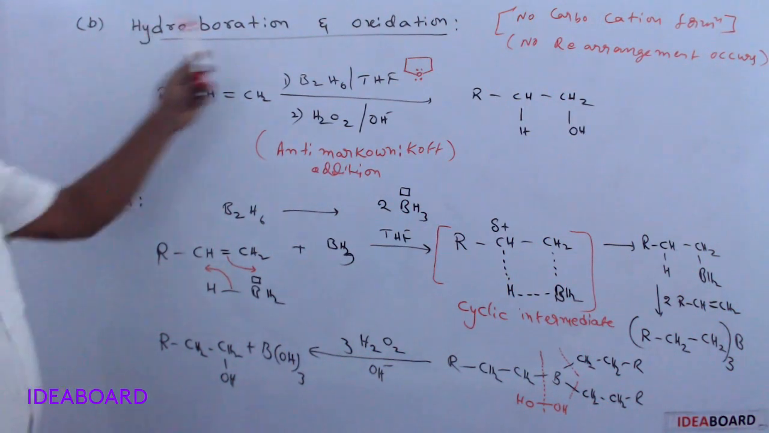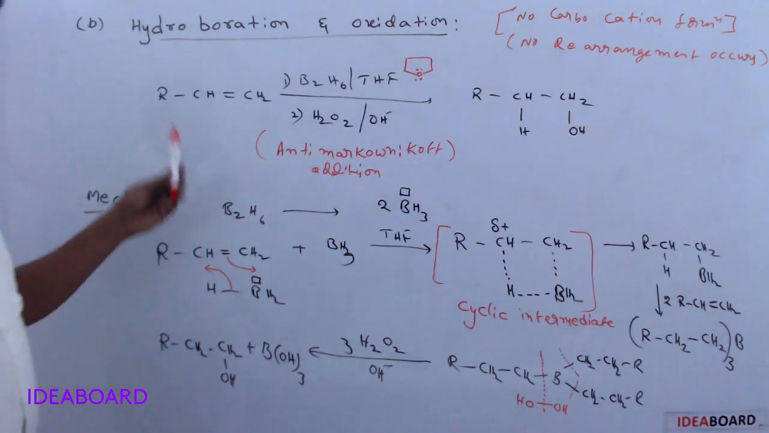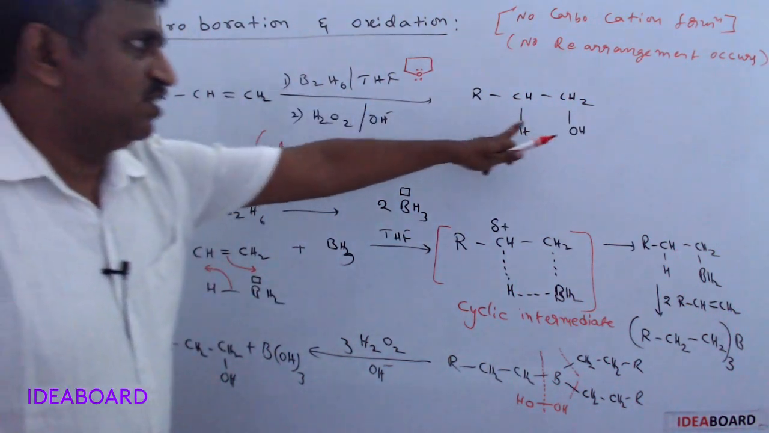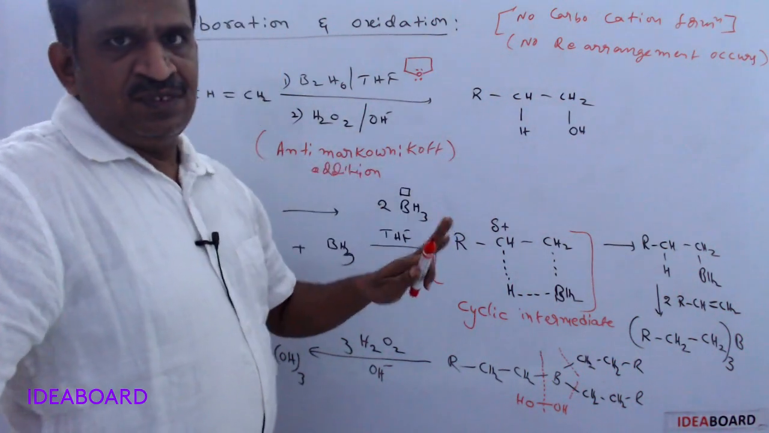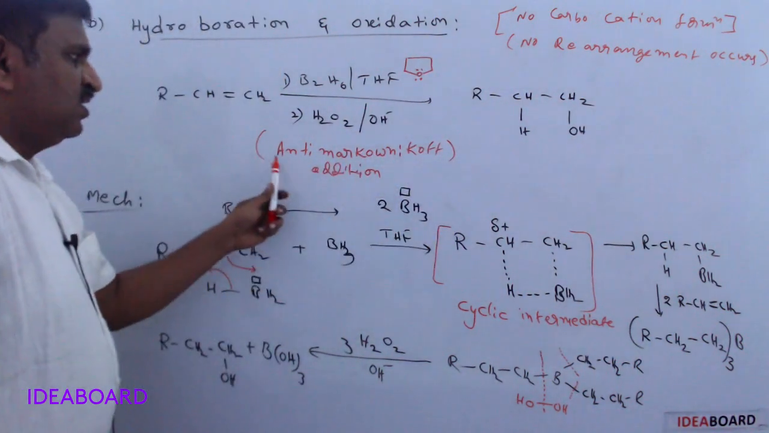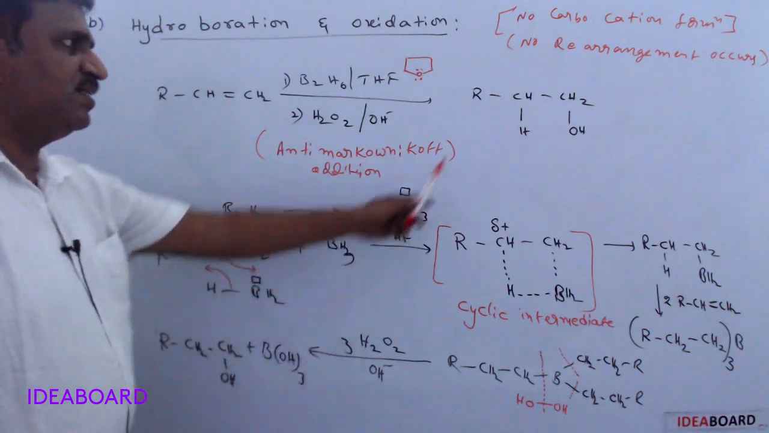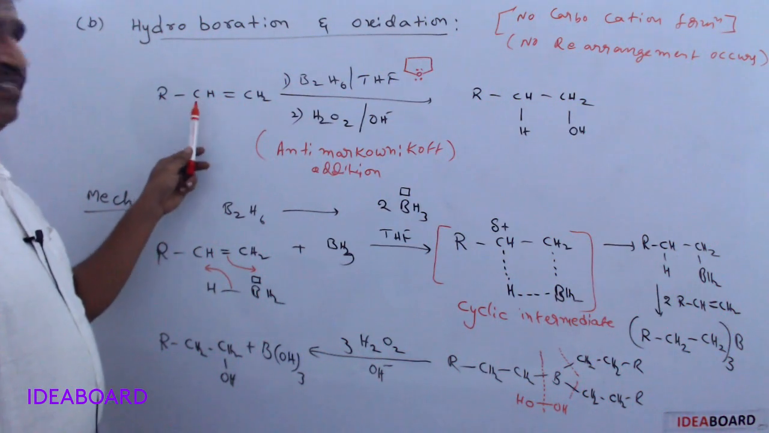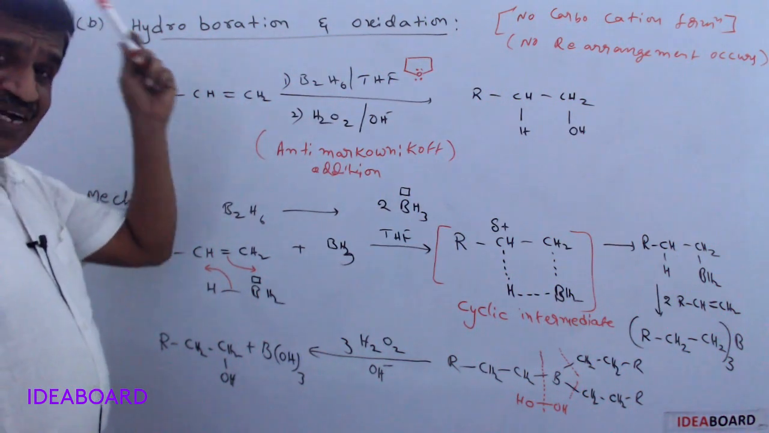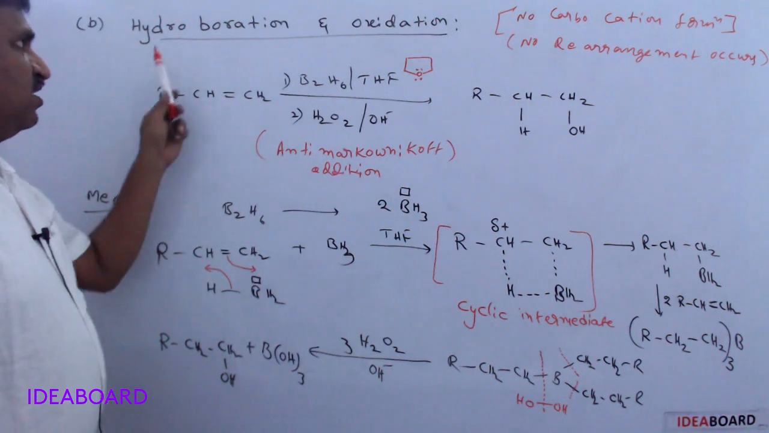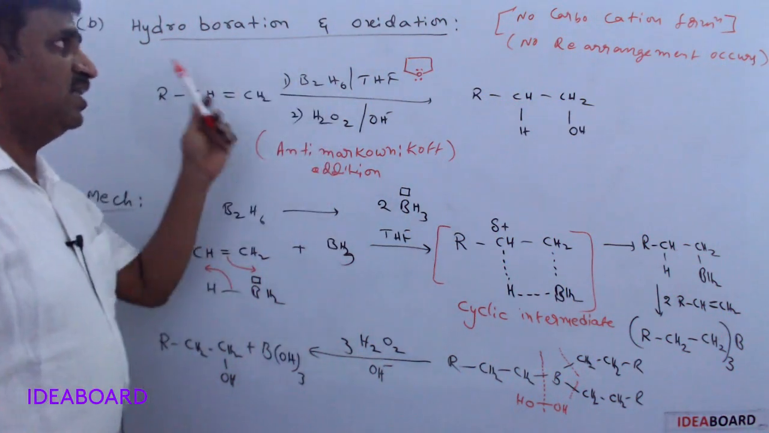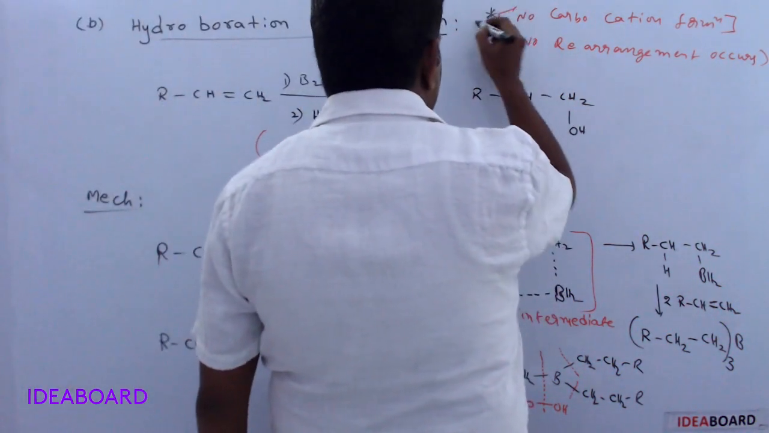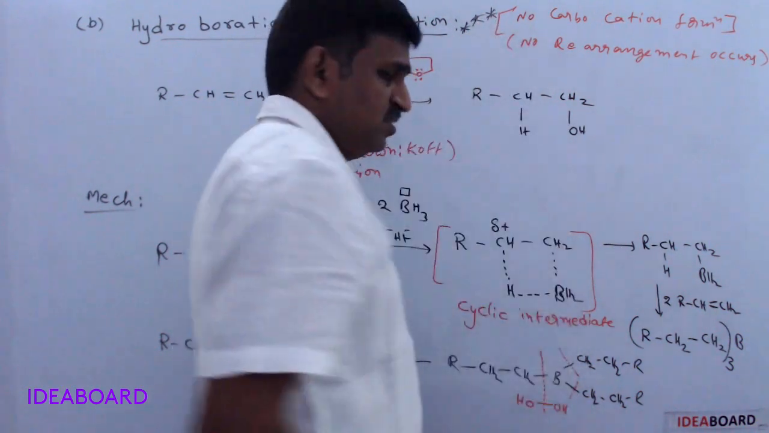Okay, this is the hydroboration oxidation process. Simply, in the final product, if you see, only H2O is added. But in this process, what happened? Anti-Markovnikov. The negative part is added to the carbon with more hydrogens, not to the one with fewer. That is what occurred in acid catalyzed hydration. Hydroboration oxidation is opposite to acid catalyzed hydration. And one more very important thing to remember is that no carbocation formation occurs here.